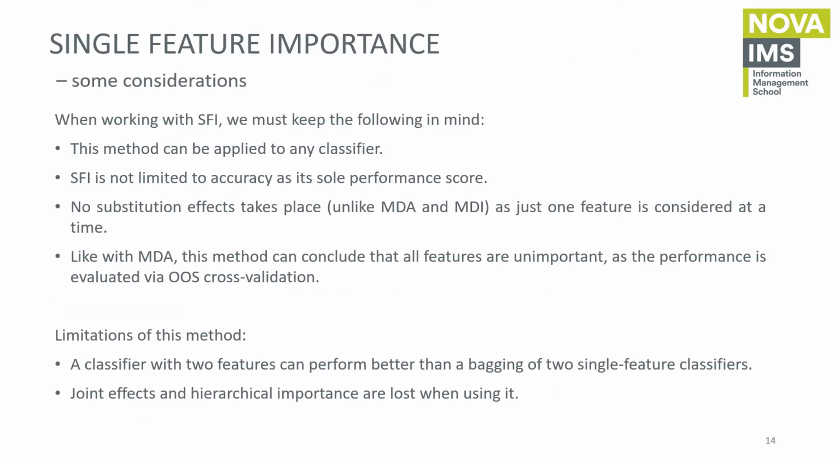When working with single feature importance, we have once again some considerations to make. For instance, we have to keep in mind that this method can be applied to any classifier, like MDA. We also have that SFI is not limited to accuracy as its sole performance score, and that no substitution effects take place, as just one feature is being considered at a time. Finally, and like with MDA, this method can conclude that all features are unimportant, as the performance is evaluated by out-of-sample cross-validation. As for limitations of this method, we have that a classifier with two features can perform better than a bagging of two single feature classifiers. Finally, we have that joint effects and hierarchical importance are lost when using single feature importance.